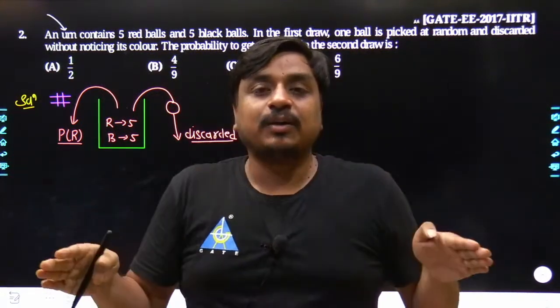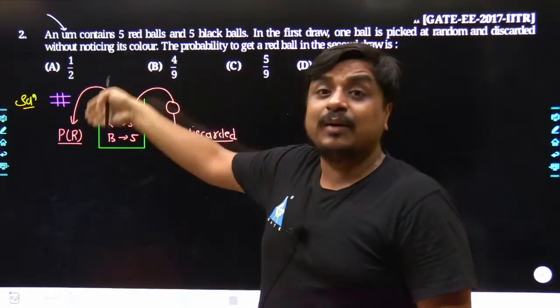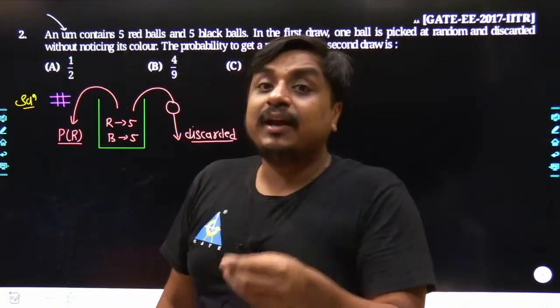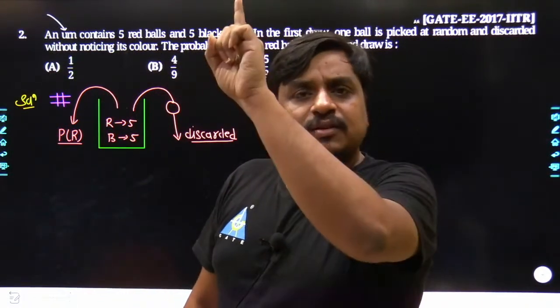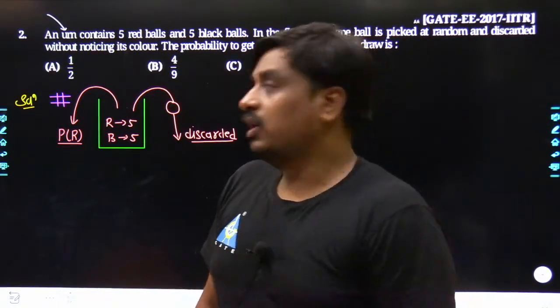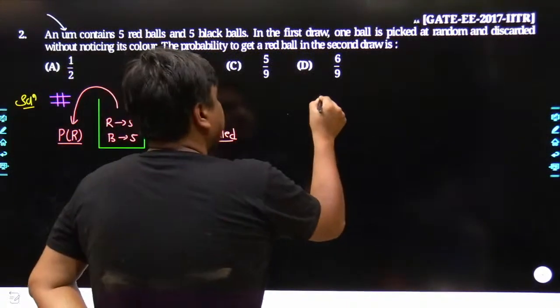The first discarded ball could have been black or red, and after that you might get the second ball as red. So there could be 2 different situations in which you can get the second ball as red: when you have discarded a black ball first, or when you have discarded the red ball first. So that's why I say, why don't we take the tree structure?